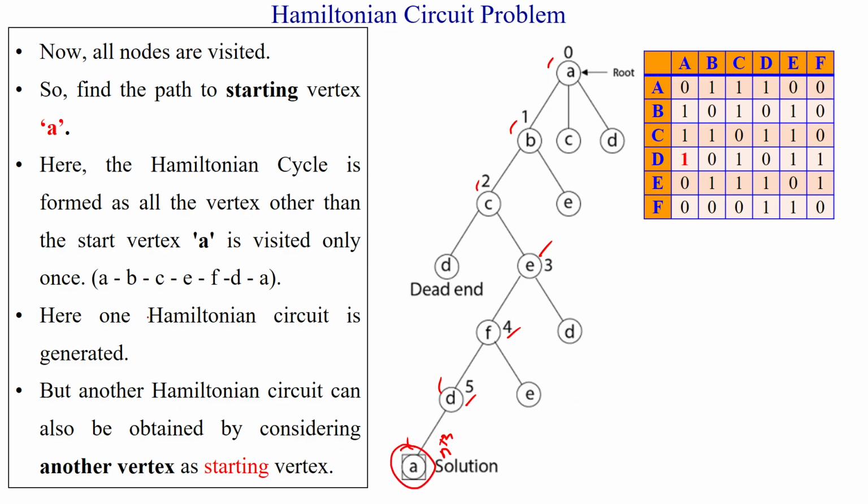Again, the starting vertex is A. So here it reached the starting vertex again after visiting all the vertices. So it forms the cycle. So this cycle is a Hamiltonian cycle.